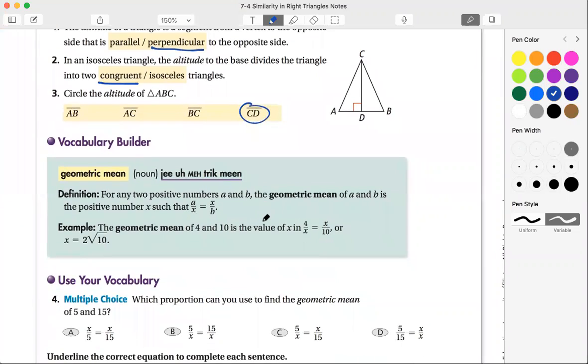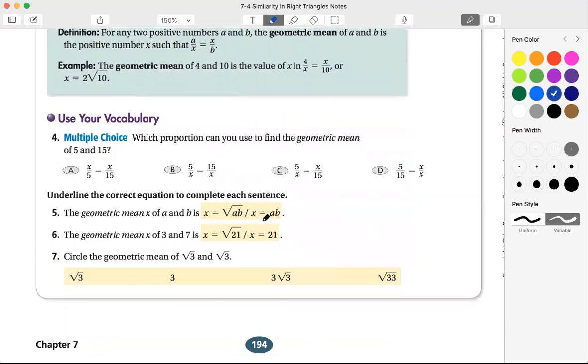So, geometric mean. For any two positive numbers a and b, the geometric mean of a and b is the positive number x such that a over x equals x over b. So the geometric mean of 4 and 10 is the value of x in 4 over x equals x over 10. Cross multiplying, you get x equals 2 root 10.